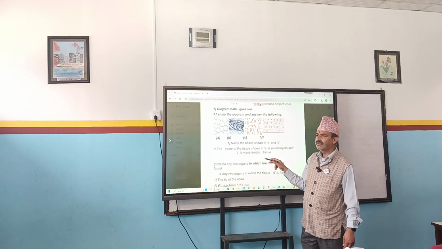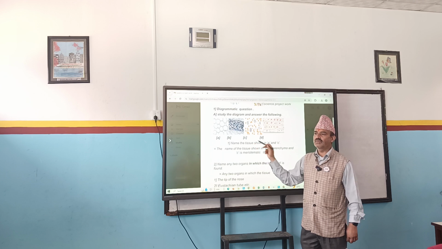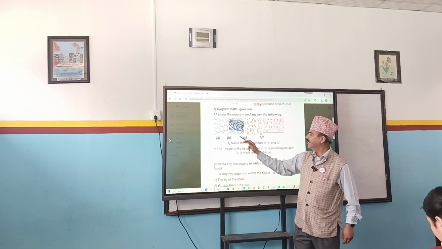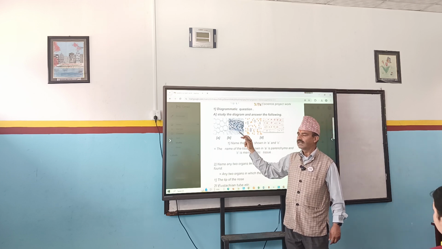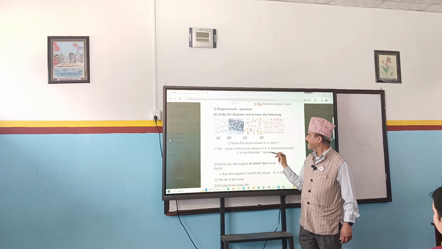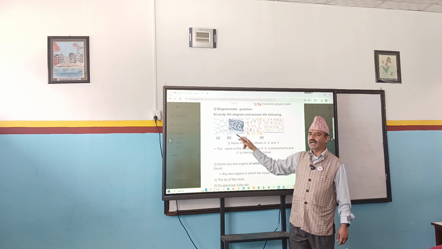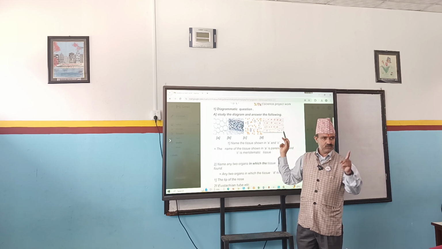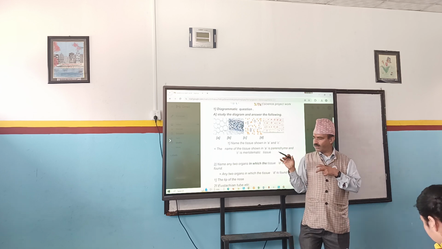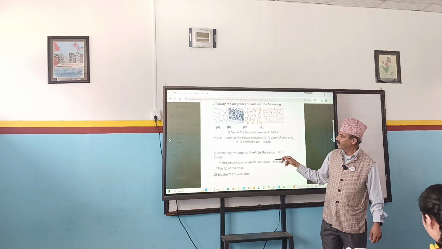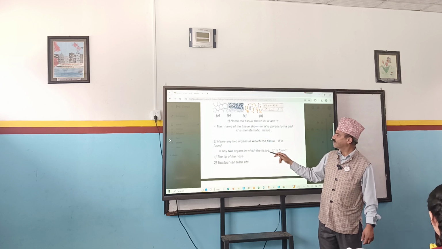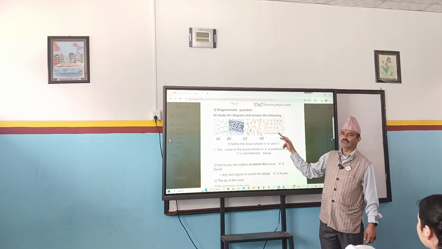If a diagram has been given here, it must be answered accordingly. According to this figure, A is parenchyma, C is blood, B is cartilage, D is meristematic tissue. Whatever is given in the figure, you have to answer accordingly. Number 2: name any two organs in which the tissue D is found. D means what is this?